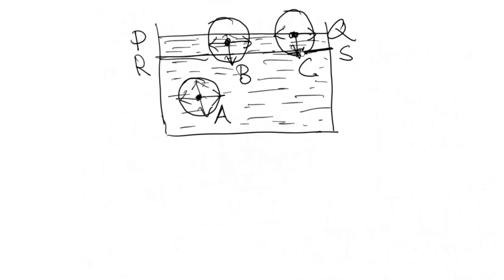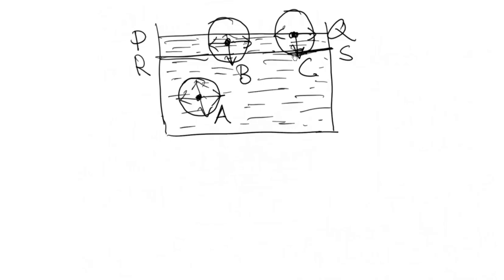The molecule B is in such a position that a portion of its influence sphere is lying outside the liquid. The number of molecules in the lower half of the influence sphere will be greater than the number of molecules in the upper half. Thus the downward cohesive force on molecule B will be greater than the upward cohesive force. Therefore the molecule B will experience a downward resultant cohesive force.